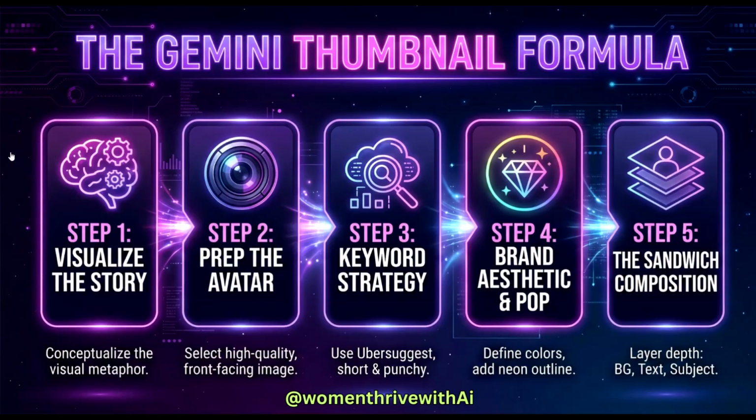So what are the words that we want on this thumbnail? Step four is the brand aesthetic and pop. We're going to put in the colors we want, and then we're going to add some kind of outline so that it grabs their attention a little bit more. We all know that there's a lot of noise in the online space. This helps you break through the noise. And then finally, step five, the sandwich composition. So we want to layer in some depth between the background, the text, and the subject.